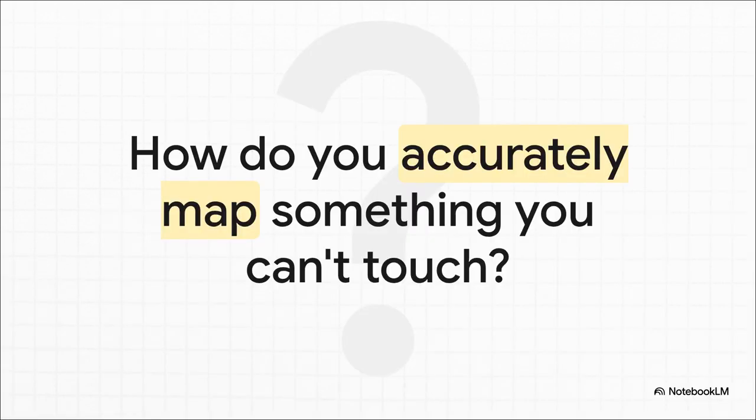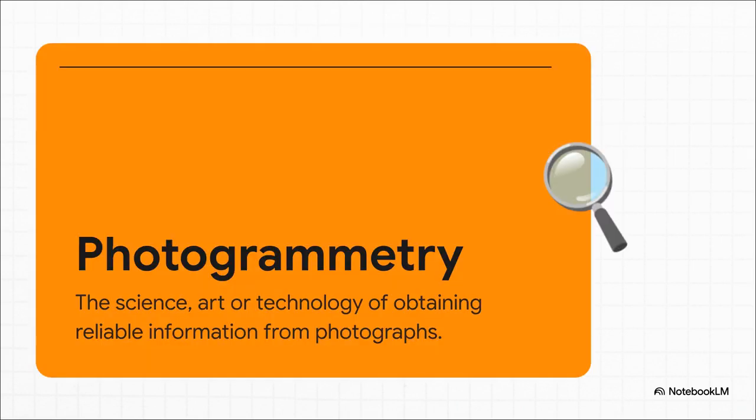So, let's just start with a basic problem. Imagine you need to map the peak of a mountain, or maybe a huge, sprawling forest you can't even walk through. How do you do it? I mean, you can't exactly take a giant tape measure up there, right? This is the exact challenge that surveyors have been wrestling with for centuries. And the solution, it turns out, is photogrammetry. It's really the science, and I'd say art, of getting solid, reliable information just from looking at pictures. At the end of the day, it's all about turning a simple photograph into a source of incredibly precise measurement. It's how we can survey the world without actually having to touch most of it.